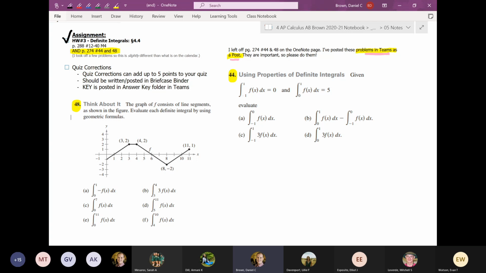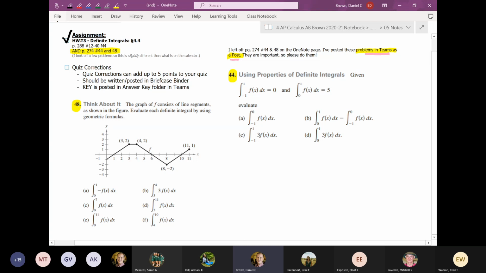So I shared this as a post in Teams. Don't worry about copying this down right now, but it's posted in that main news feed in Teams. I left off questions again, 44 and 48. They look long, but they actually are pretty quick to do, because in 48 you're just finding the area of some rectangles and triangles. 44 is also pretty quick and easy to do. But that's my mistake. Definitely want to make sure you do those.